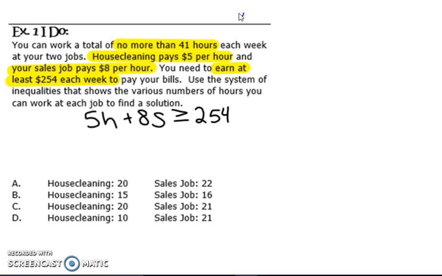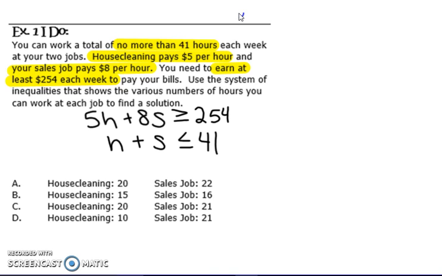Now, we can work no more than 41 hours. That means 41 hours is the greatest, or it is equal to that amount. So it's going to become house cleaning plus our sales job. Now, we don't know how many hours we're working, but that's why we just put our variables H and S. To start, we need to make sure all of our answers fit both of these inequalities.